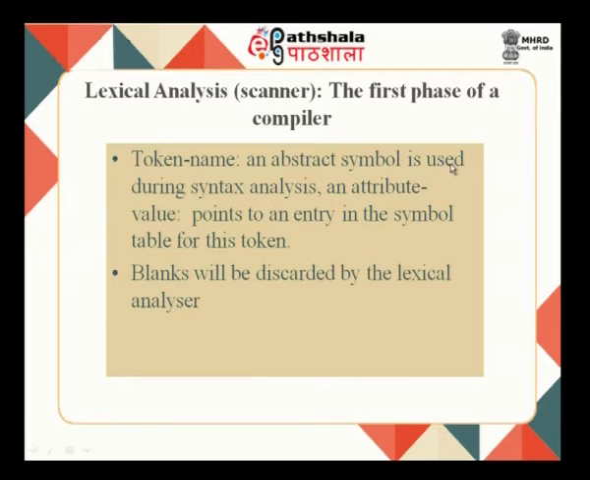The token name is the symbol used during syntax analysis, and the attribute points to an entry in the symbol table for this particular token. So, you are putting it in a symbol table, right. The symbol table ID or the symbol table address will be the attribute it gets. Now, the first phase, the lexical phase, simply scans through the tokens and gets the information about the token name and the attribute value. Now I have a sequence of tokens after the first phase.